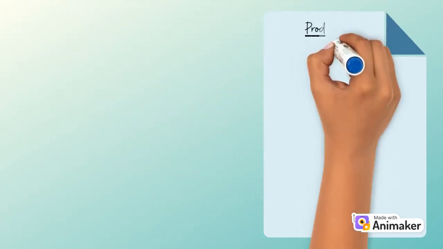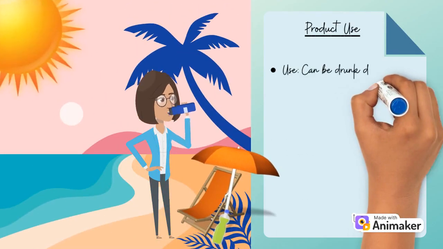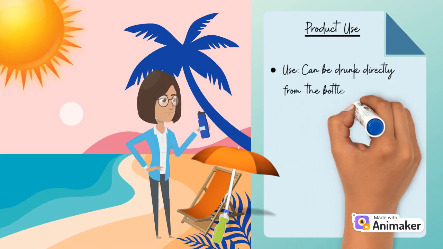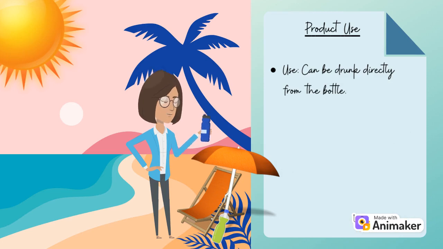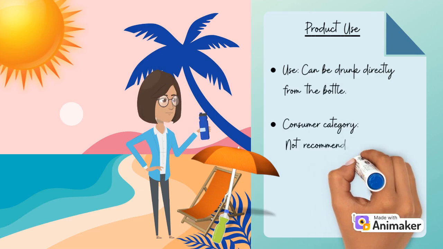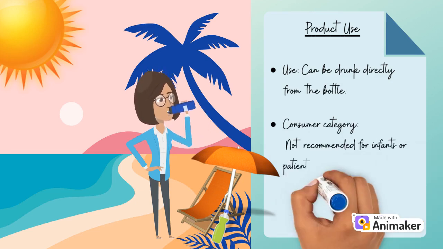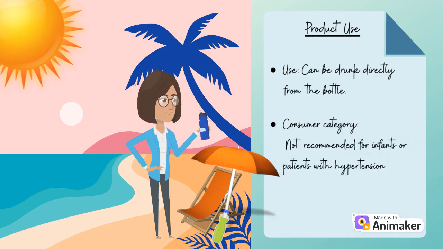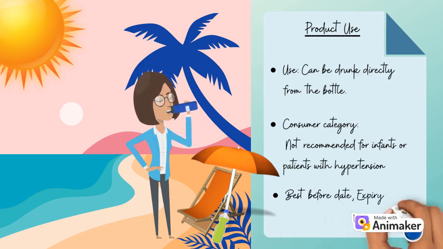When describing the product, it is also necessary to define its use, by indicating, for example, that the drink can be drunk directly from the bottle. Likewise, the targeted consumer category can also be specified. For example, the drink may not be adapted to the consumption of infants, or not recommended for patients with hypertension. Finally, we can add information such as the best before date, or the expiry date.